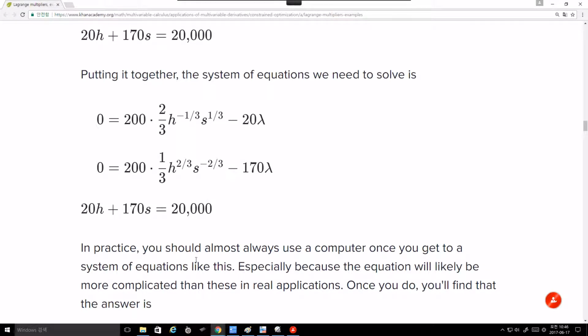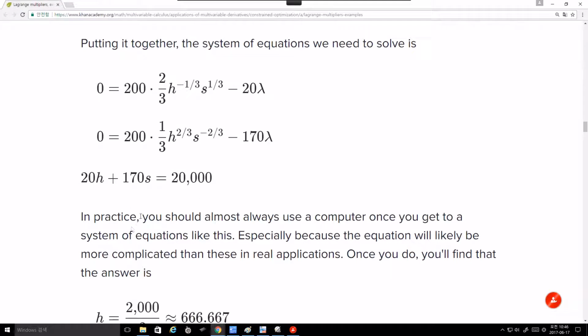In practice, you should almost always use the computer once you get to a system of equations like this. Once you reach this, you can do an optimization routine: the sum of squares of these three should be equal to 0, and then you plug that into optim in R from the previous class, and you can solve it. But in this case, you can actually solve this one with pencil and paper. Still, you should almost always use a computer, essentially because the equations will likely be more complicated than this in real applications.